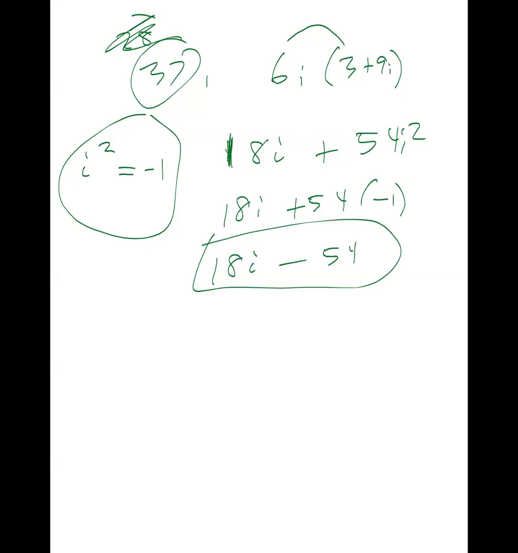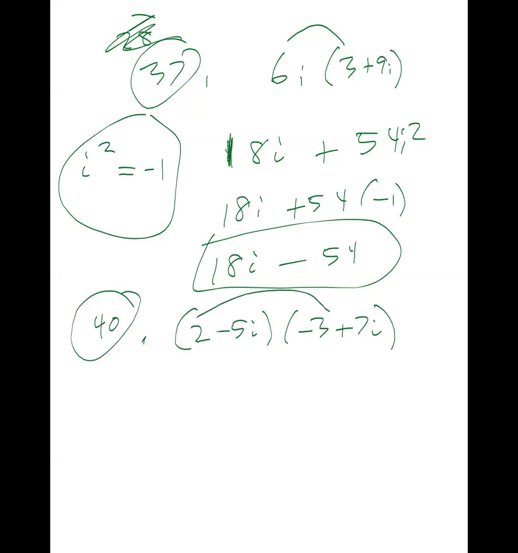Okay, perfect. So question 40, oops, I already turned the page accidentally. Question 40 says to do 2 minus 5i times -3 plus 7i. So this is about as hard as it can get. We're doing a huge multiplication problem. We have to distribute everything. So 2 times -3 equals -6. 2 times 7i equals 14i.